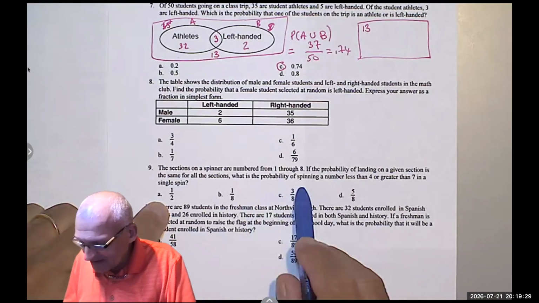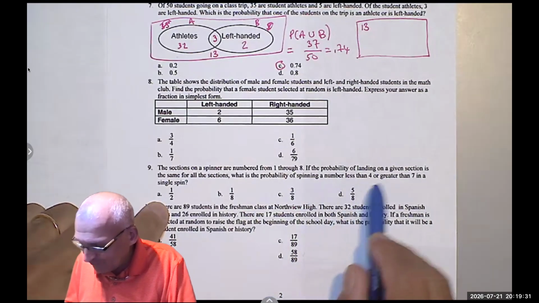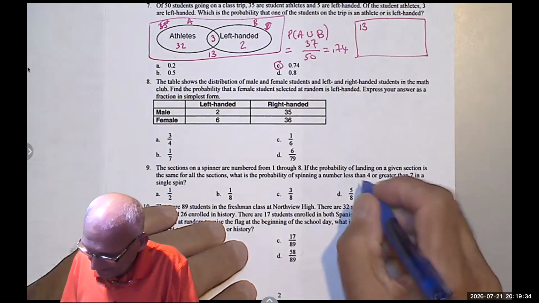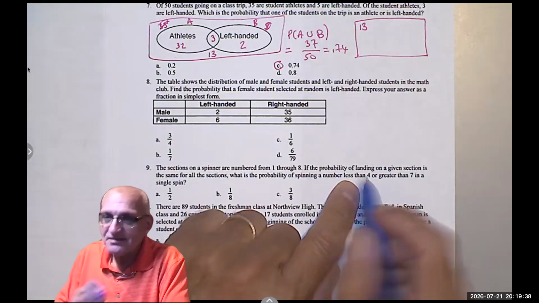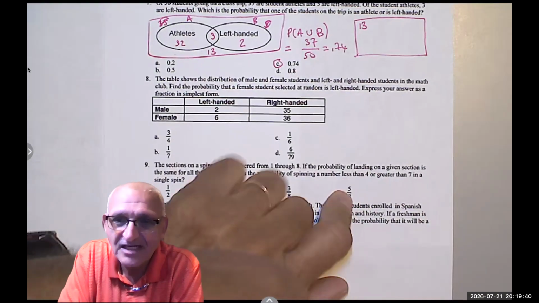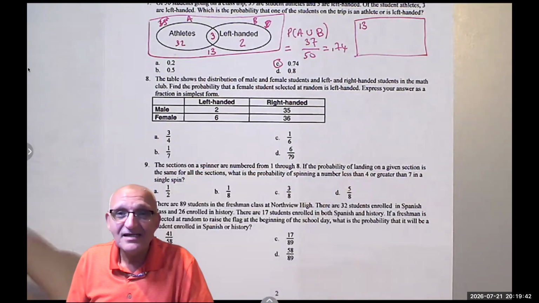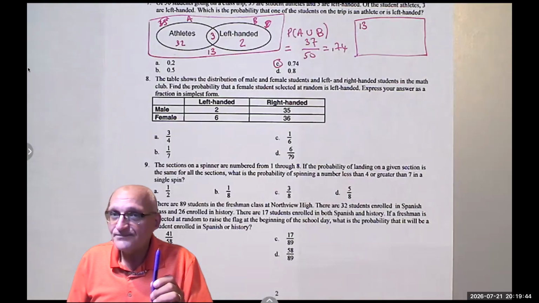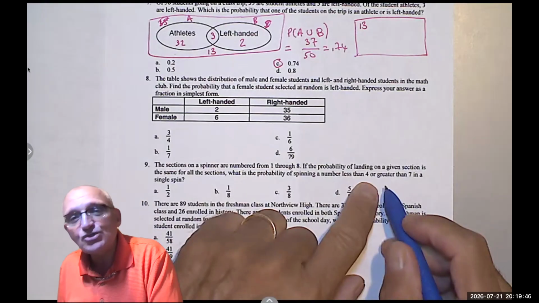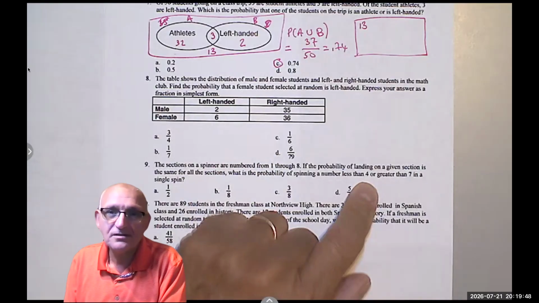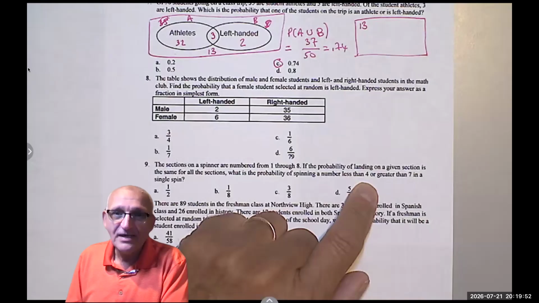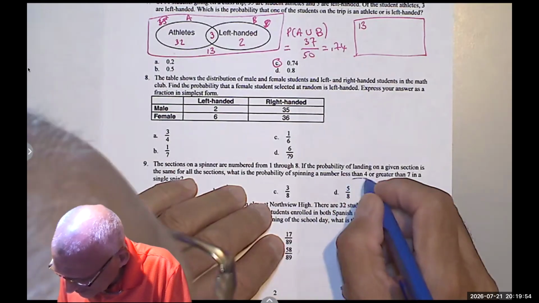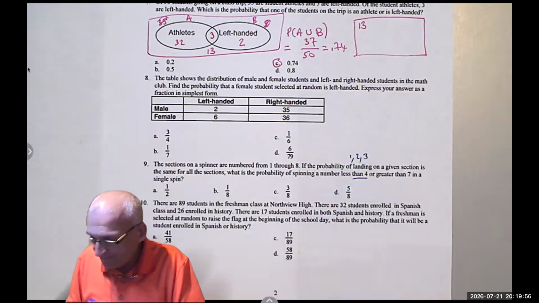So what is the probability of spinning a number less than 4? Okay, so there are 8. Less than 4, notice, the word is very important. When I say less than, I don't include the 4. If I say at most 4, then the 4 is included. Or no more than 4, the 4 is included. But if I say less than 4, it means 1, 2, or 3.